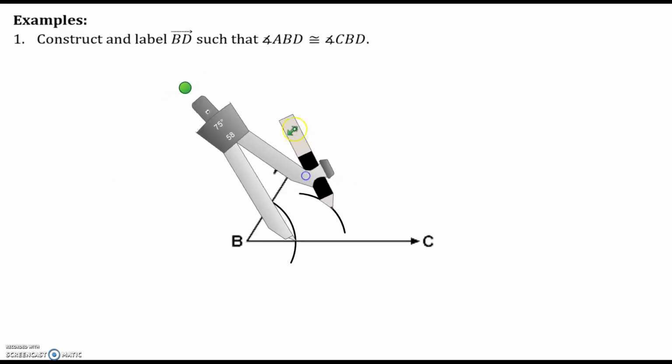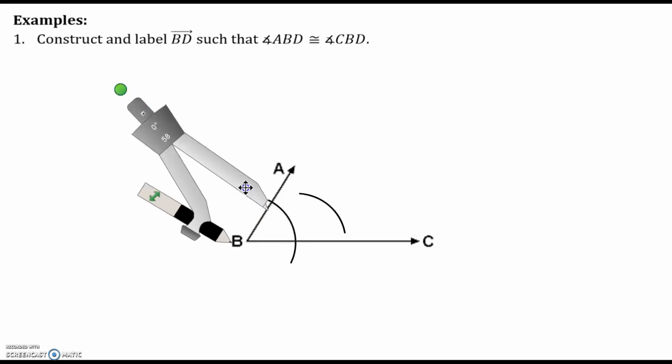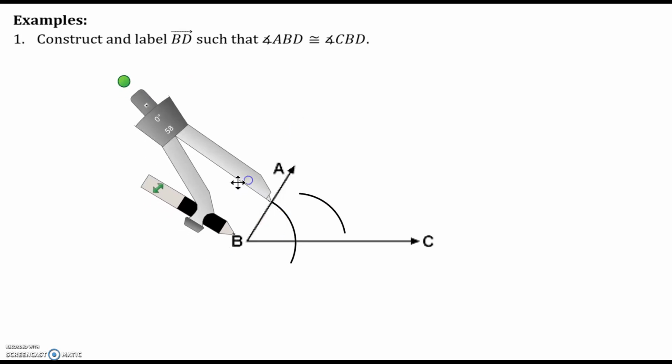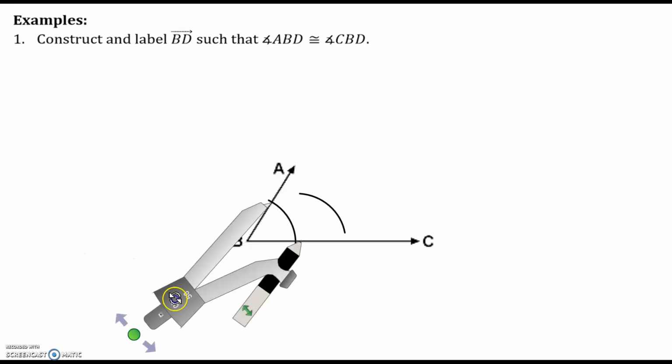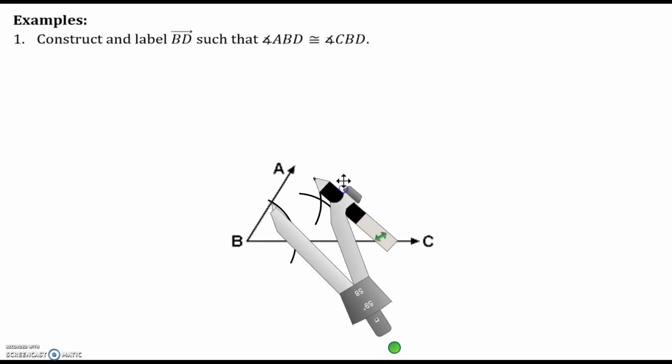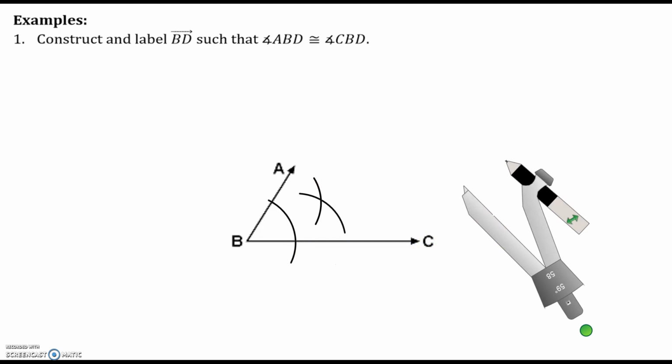Okay. And then we're going to flip our compass, go to the other intersection that our first arc created, and swing another arc into the interior of the angle. And then finally we will draw a line from the vertex of the angle through the intersection that the two second arcs make. And that's an angle bisector.